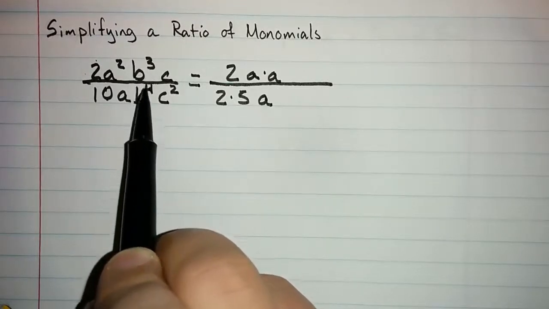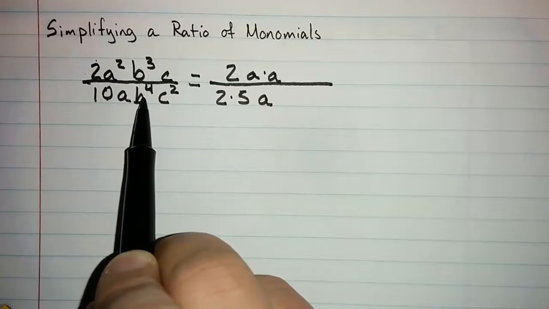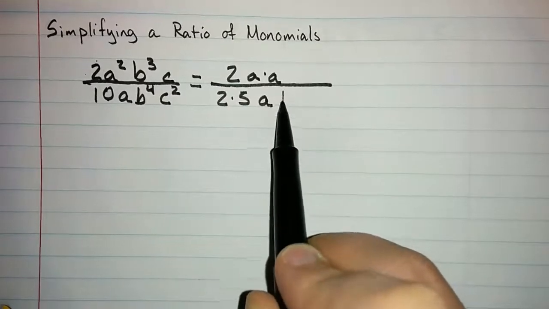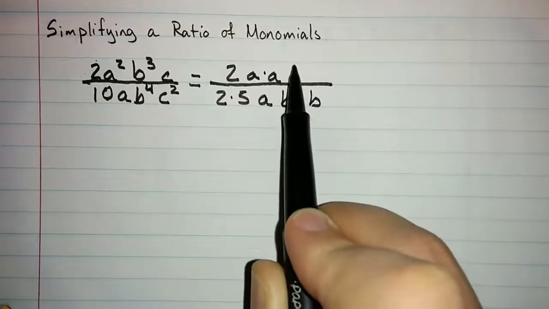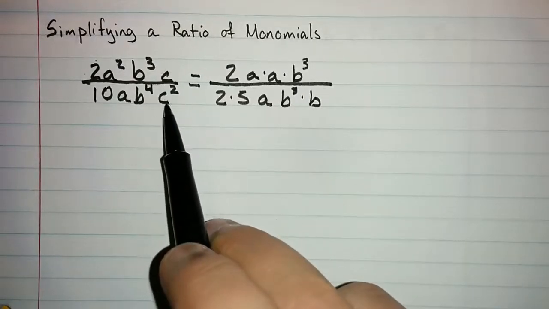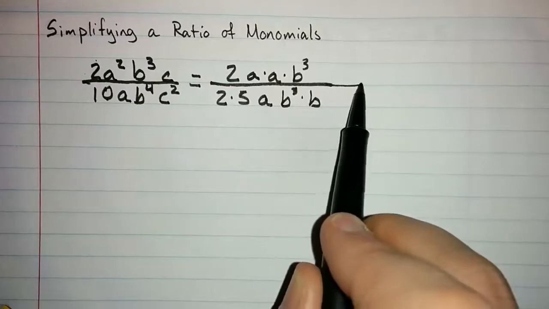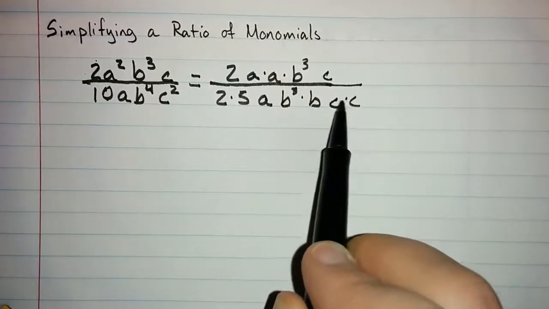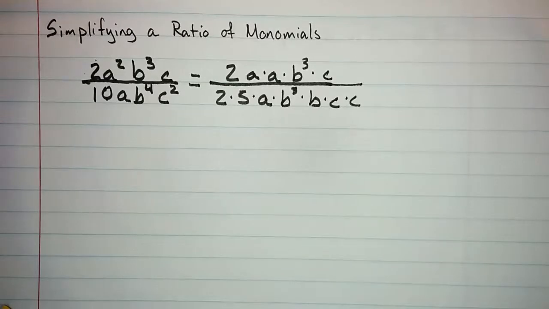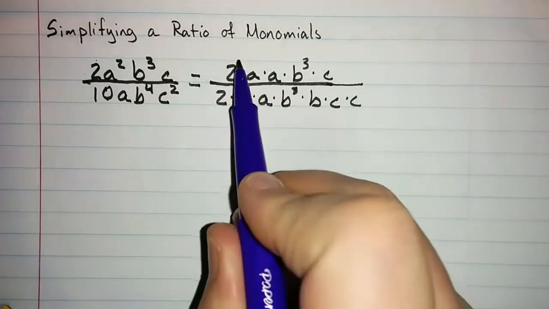I see b's in both the numerator and denominator. Here I see a b cubed. Here I see a b to the fourth. B to the fourth is b cubed times b. And then here I see a c. Here I see a c squared. C squared is c times c. Why did I split these up in these specific ways? Because now I can recognize the common factors.